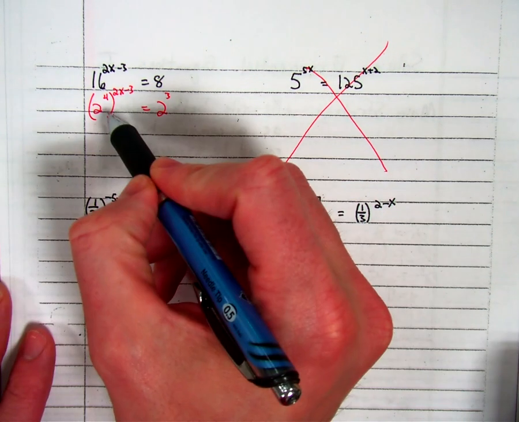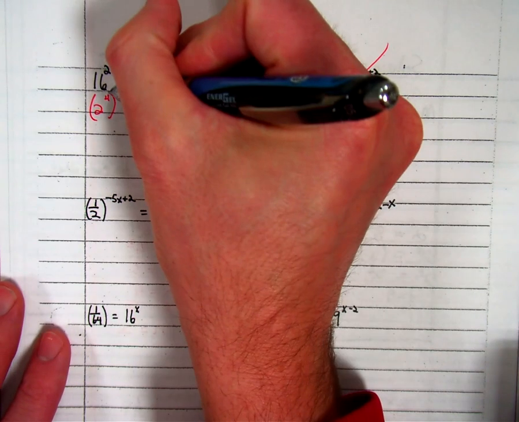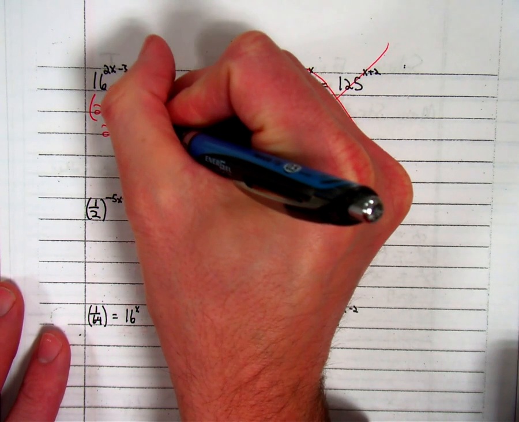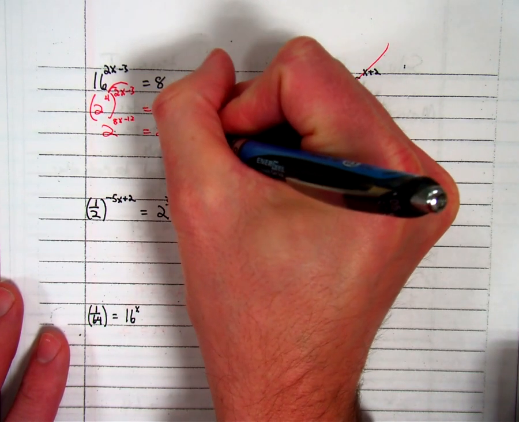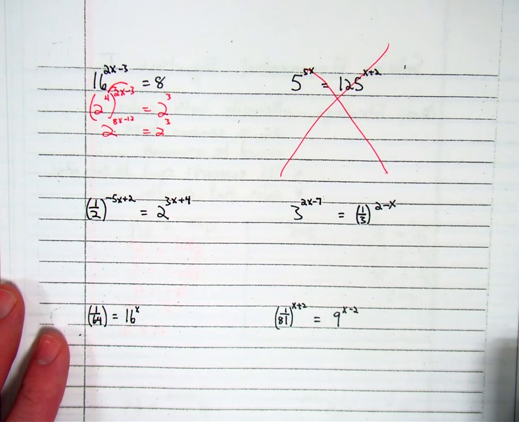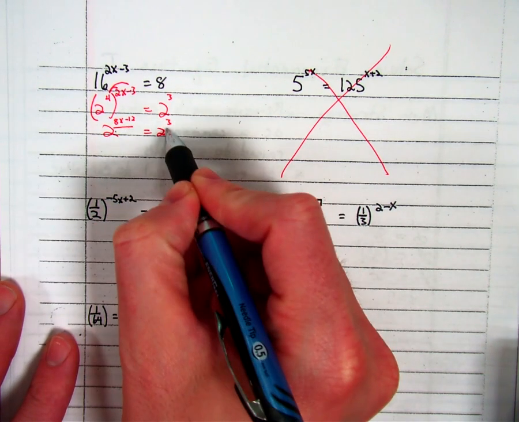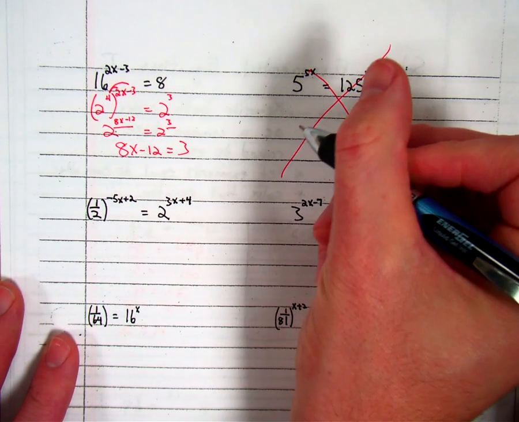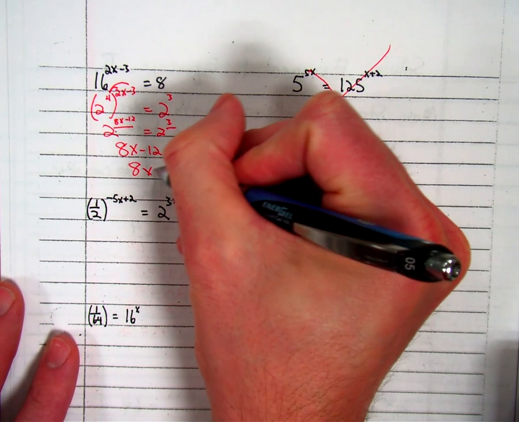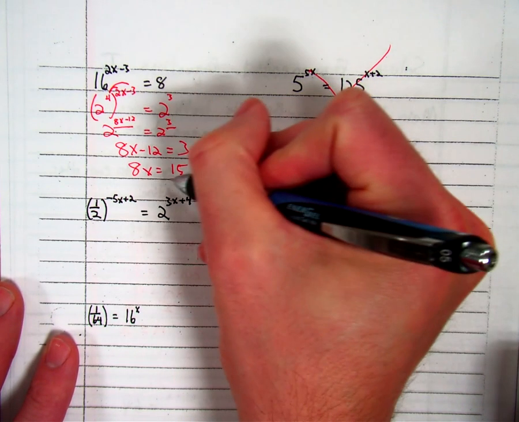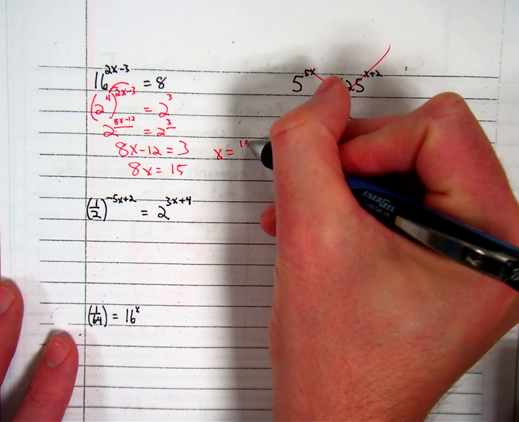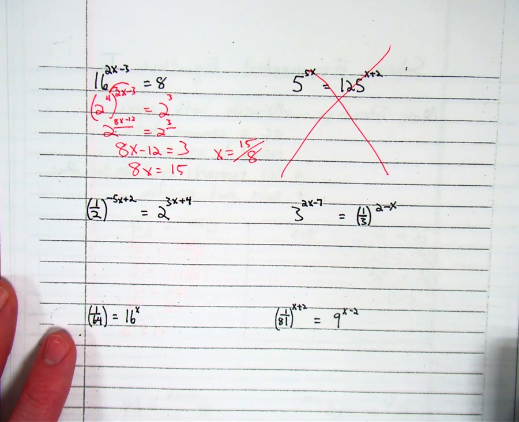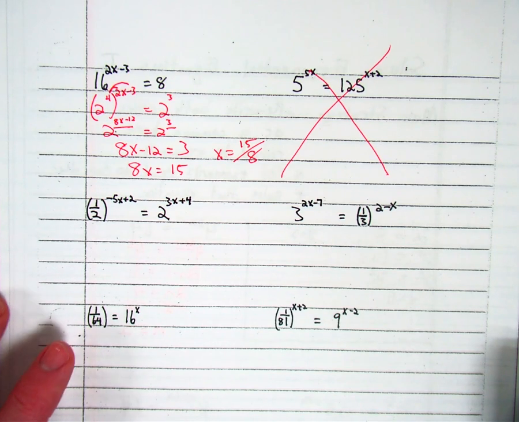Okay, and let's go, we're going to distribute that 4. 2 to the 8x minus 12 equals 2 to the 3rd. There we finally have it. We're ready to go. 8x minus 12 equals 3. Add the 12 over. And this is not the prettiest answer. Divide by 8, and we'll have 15 divided by 8. I would just leave it there. Otherwise, you're going to have like 1.875 or something like that.